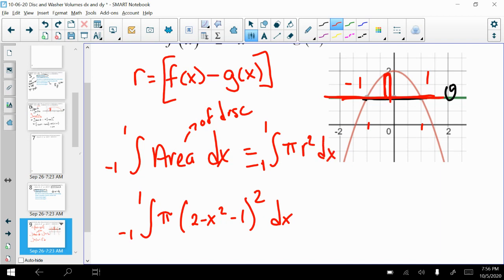Right? Then from there, it's just a matter of you guys know what to do. That part isn't the new part. So let's see, we get 1 minus x squared.